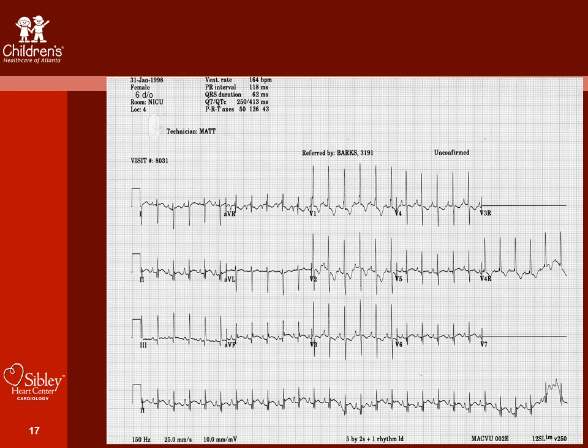However, this is an EKG from a 6-day-old, and what you'll notice is that our T waves have become inverted in V1 and V2, which is normal, and then progressively flip upright as we go across the left lateral precordial leads.